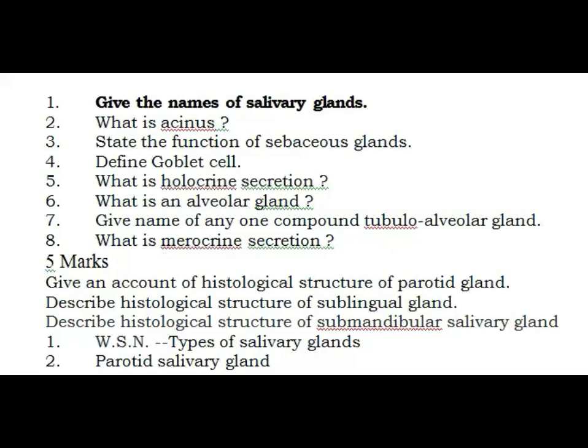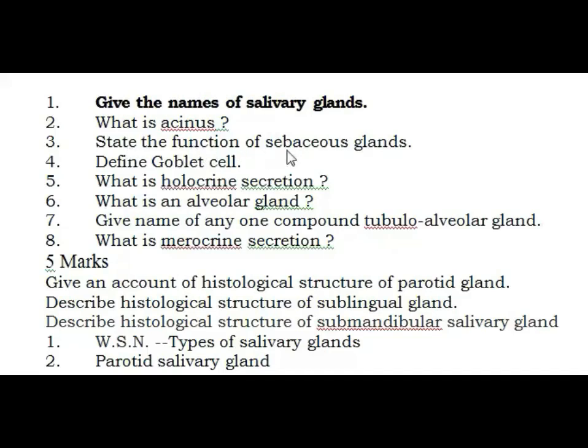Here we have some questions from a question bank of old university question papers. These are the questions related with this topic, 3.5 glands associated with the digestive system. These are frequently asked questions from previous year question papers. For the one-mark questions, generally they ask, give the names of salivary glands. Here you can write the names of major and minor glands. Then, what is an acinus? Describe the structure and function of an acinus and try to give examples.